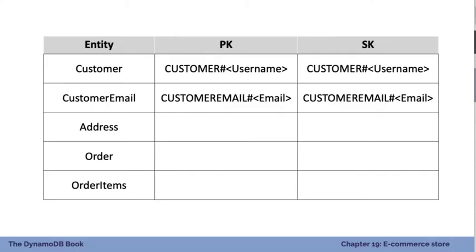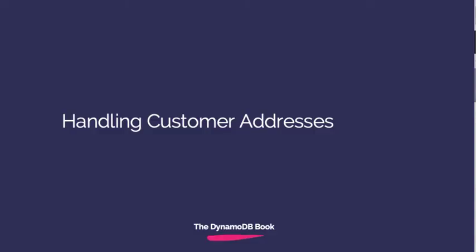So let's go start to fill in our entity chart here. And now we've actually added an entity here. We have customer email, which wasn't in our ERD, but we need it, again, just to track uniqueness on that email item. So now we have two entities here. We have that customer whose PK is going to be CUSTOMER hash and then the username, same with the SK. And then we have that customer email entity whose PK is going to be CUSTOMEREMAIL hash and then that email address, same with the SK to handle that uniqueness.